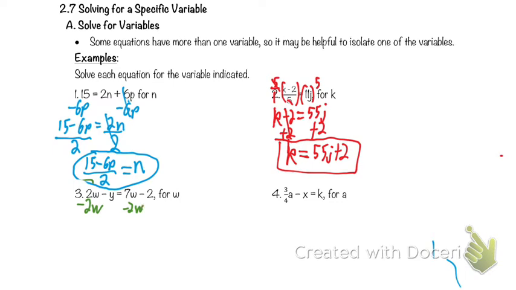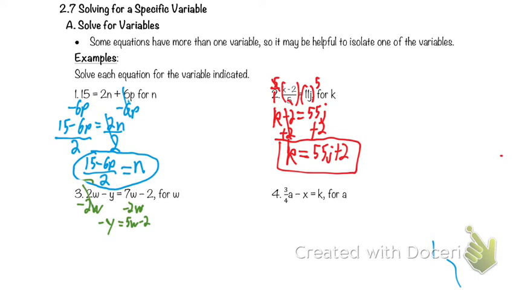2w minus 2w is 0. Don't forget, this isn't just y, it's what kind of y that's left. Negative y. We have to take those symbols with us. Equals 7w minus 2w is 5w minus 2. Now, w is not quite by itself. What do we have to do next?